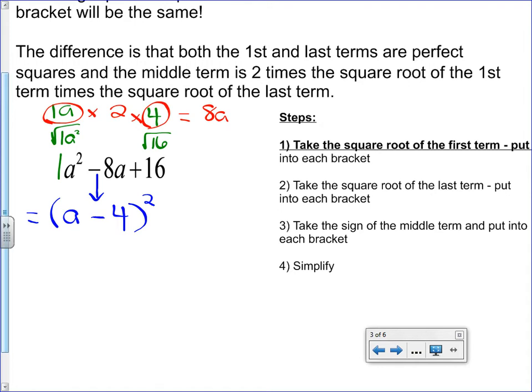Now you have to know when to do it, and this is why this work up here on the top is important, because you have to check, is it actually a perfect square trinomial? And if your middle term is this 8a, which we calculated, then you're good to go.